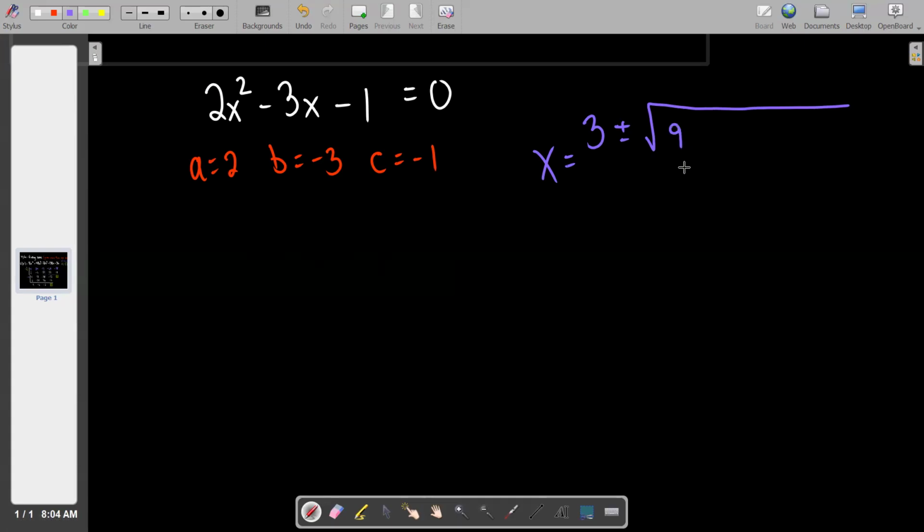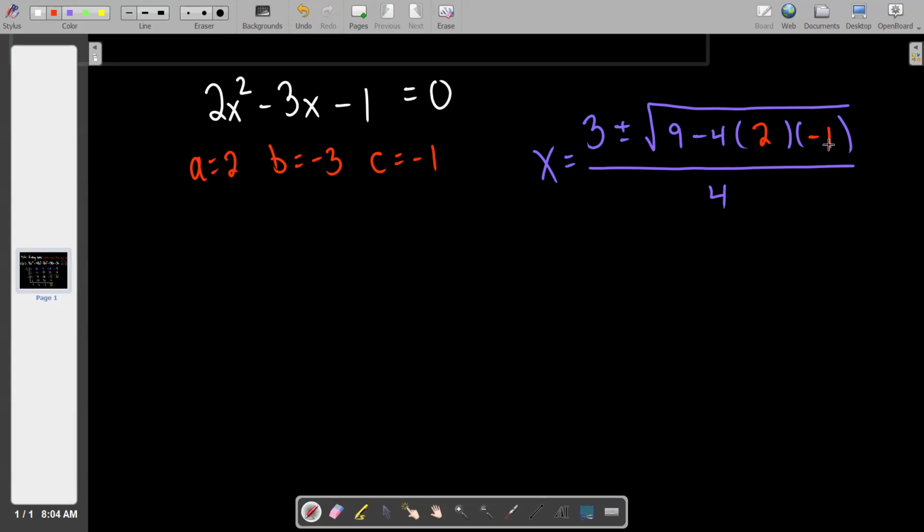9. I think someone whispered. I'm not sure I heard it, but I think it was a 9. B squared is 9. And then I'm going to put my -4. And then I'm going to put times something, and then I'm going to divide it all by 2 times A, which in this case is 4. And then I'm going to go back and fill in my spaces, which are A and C. And that's a 2 for A, and then a -1 for C.